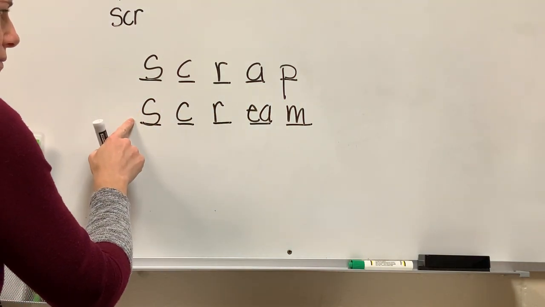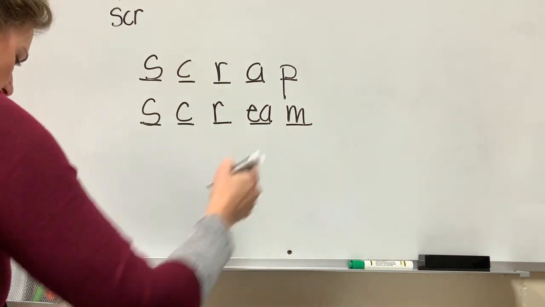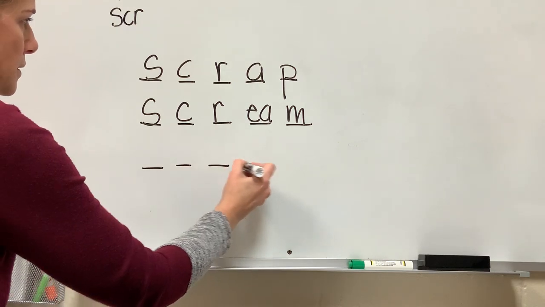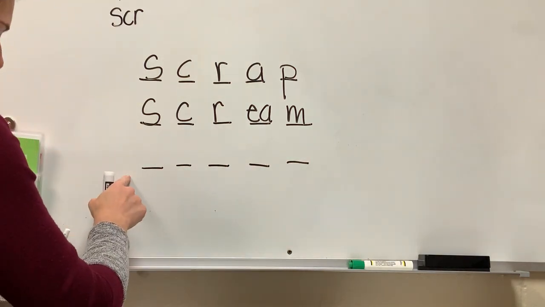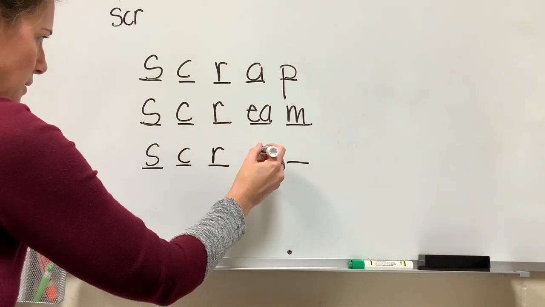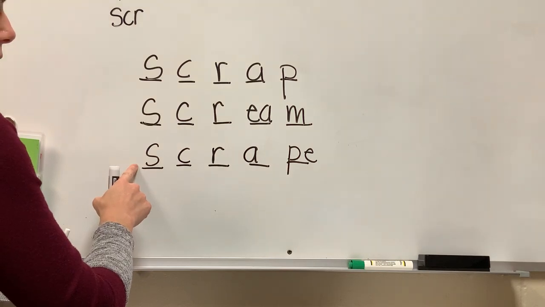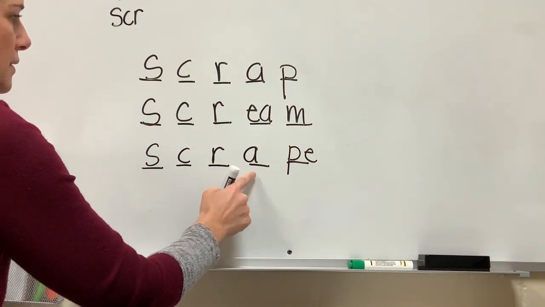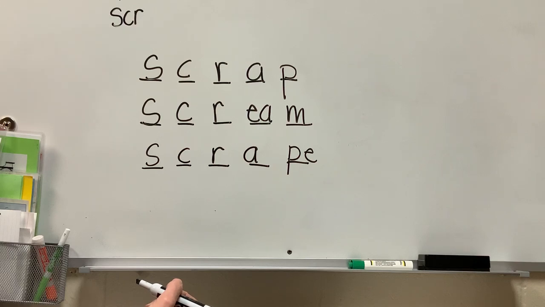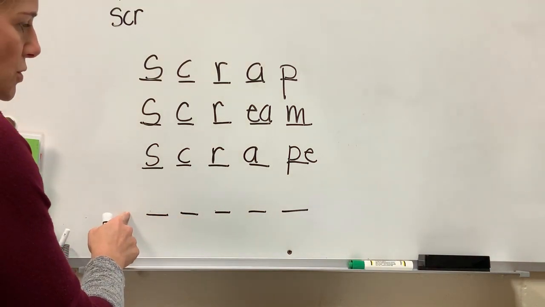Check it. What word? Spell scream. Word. Yes, scream. The next word is scrape. What word? Stretch scrape. Write your spellings for scrape. Check it. What word? Spell scrape. Word. Yes, scrape. Your next word is scratch. What word? Stretch scratch. Write your spellings for scratch.